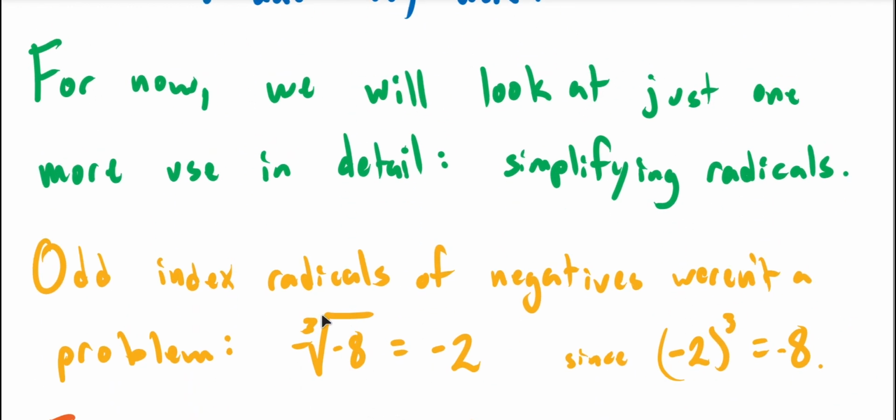Odd indexed radicals, like 3, 5, 7, and so on, we don't really have a problem with negative radicands here, negative arguments. That's because a negative number multiplied by itself an odd number of times will give me a negative number. Negative 2 times itself 3 times gives me negative 8. There's no problem with producing a negative here, but pairs of negatives become positive.